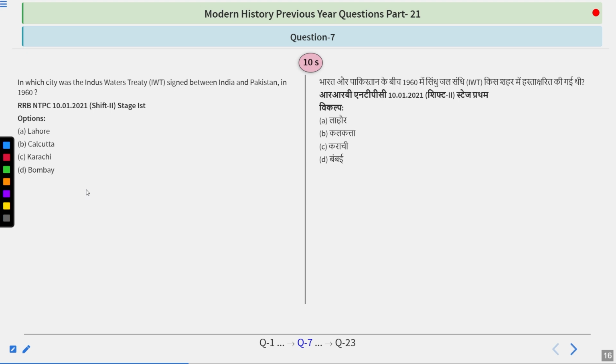In which city was the Indus Water Treaty signed between India and Pakistan in 1960? Options are Lahore, Calcutta, Karachi, Bombay. This is a very important question, and a moderate to high level question. I guess the answer you are looking for is right.